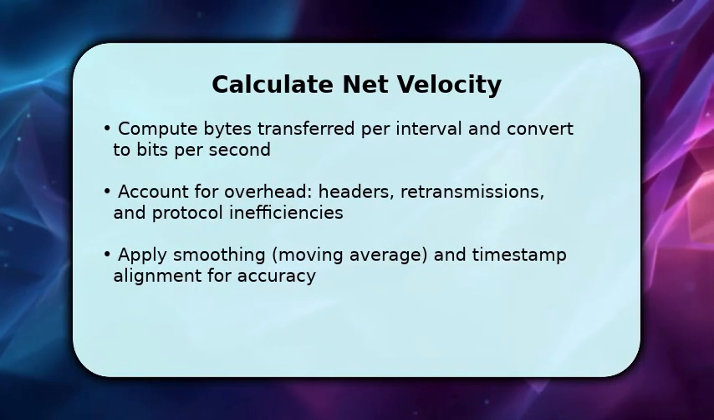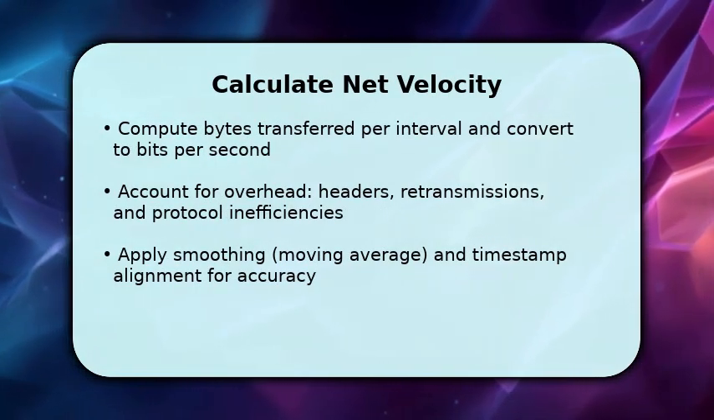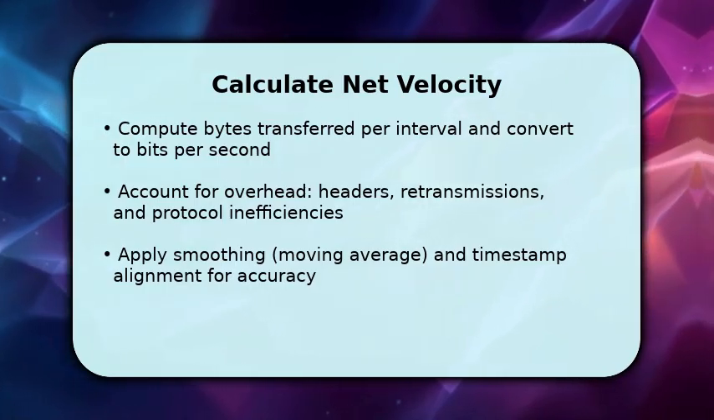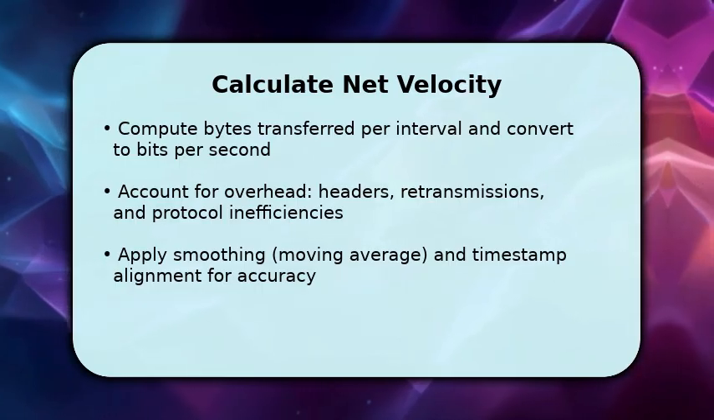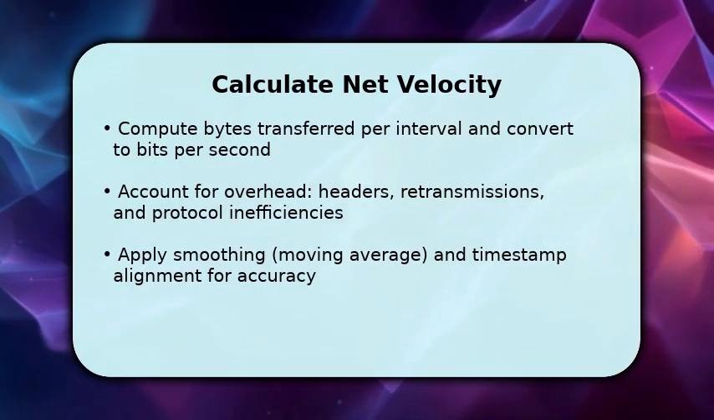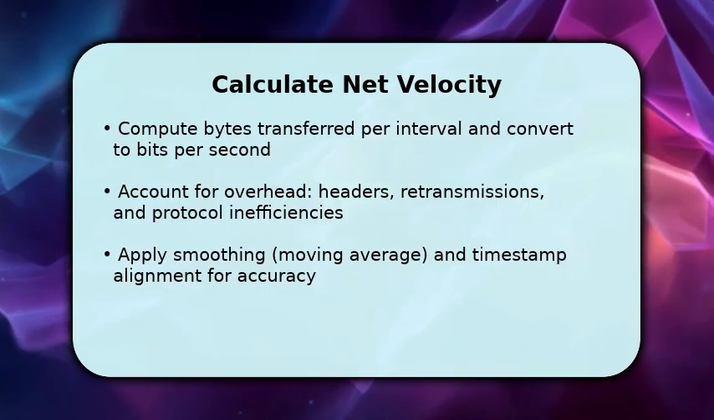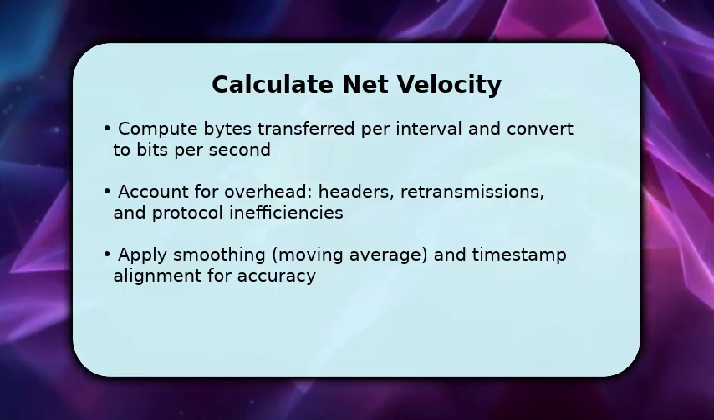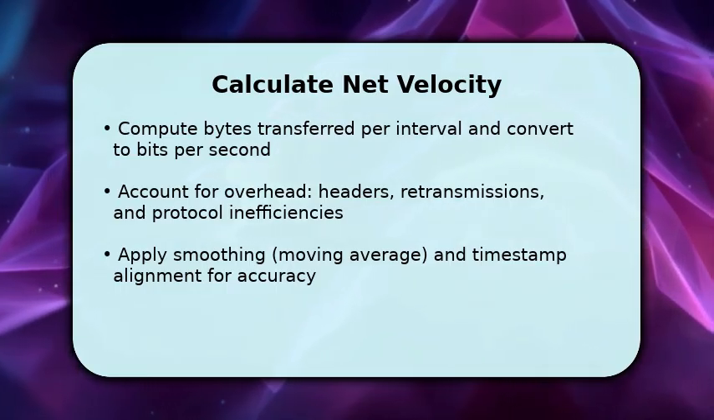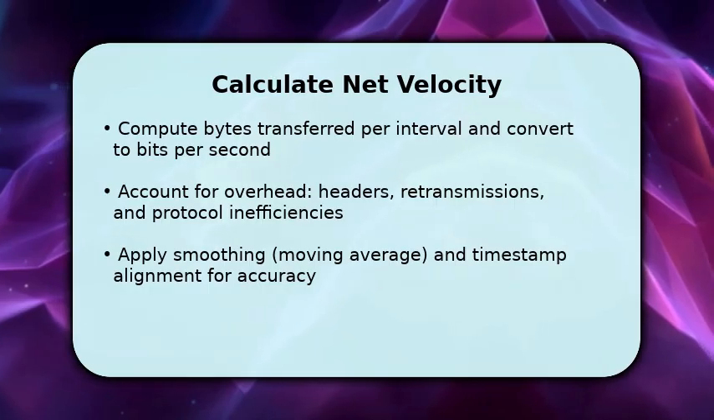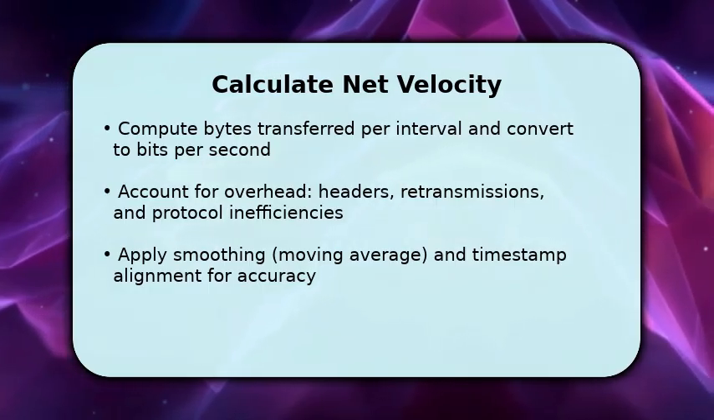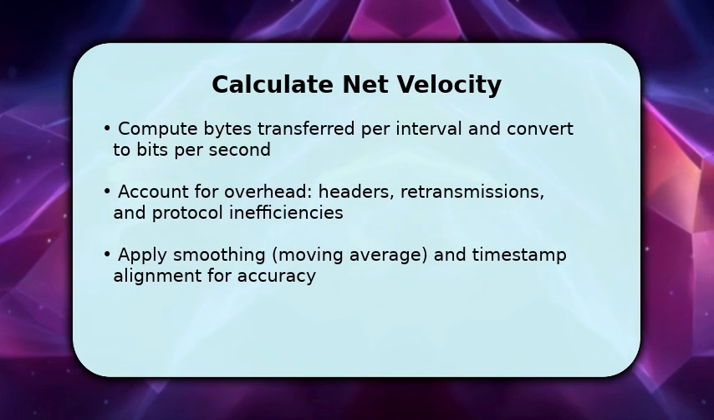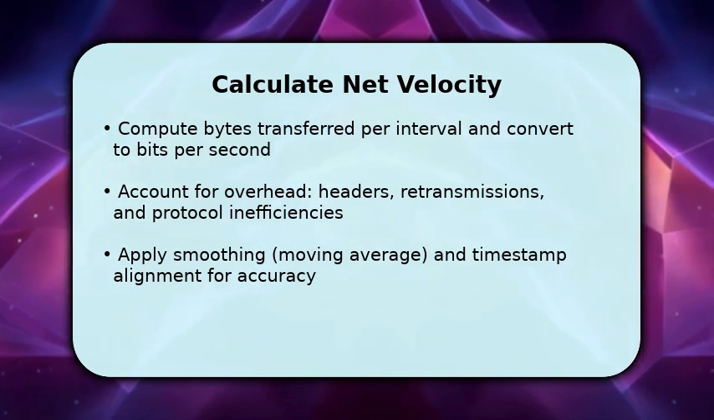Once you have interval samples, compute net velocity by converting bytes per interval into bits per second and normalizing to your chosen timescale. Make sure to subtract protocol overhead and retransmissions so you measure usable payload velocity, not raw wire rate. Apply a moving average or exponential smoothing to reduce jitter, and align timestamps if multiple sources contribute data. Doing these steps yields a clearer, actionable velocity curve. Keep an eye on spikes, because they reveal congestion or measurement artifacts you should address.